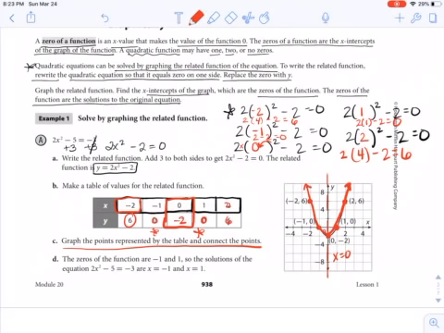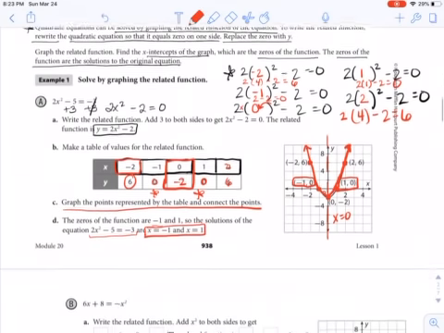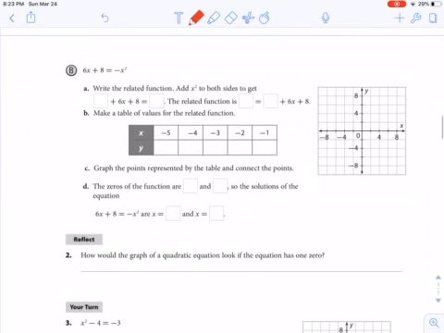So the zeros of the function are negative 1 and 1. Okay, so we have negative 1 and 1. So the solutions of the equation 2x squared minus 5 equals negative 3 are x equals negative 1 and x equals 1. Okay, so let's practice that a little bit. So I want you guys to go ahead and do B with me.